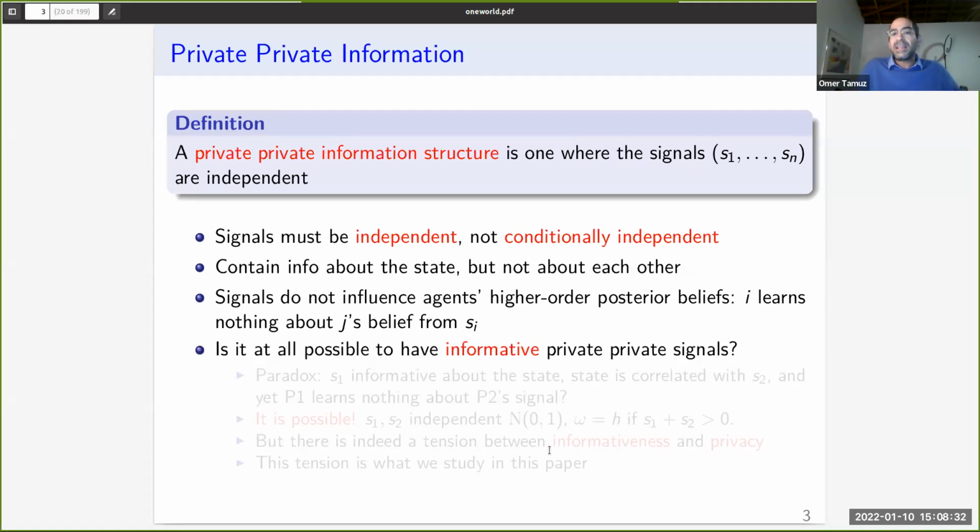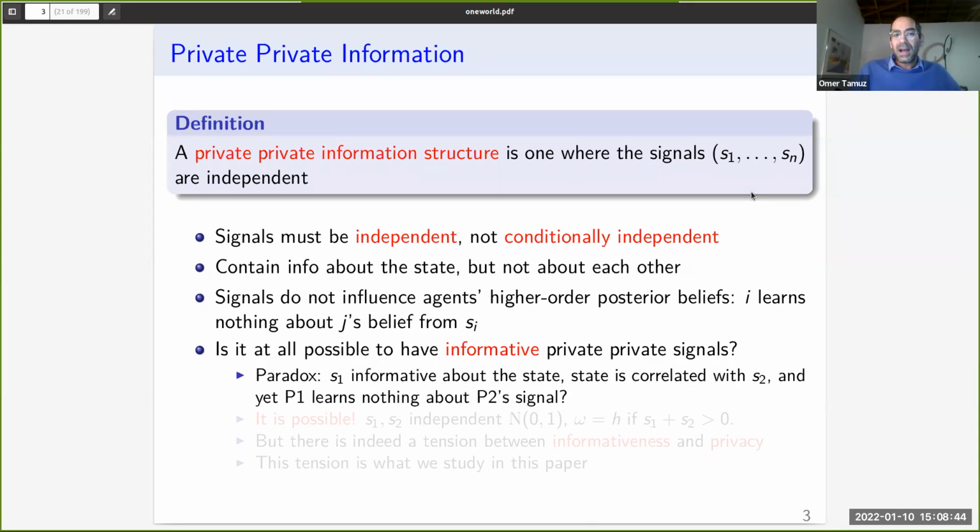Okay, so the first question is: is this even possible? How is it possible that all these S's are independent of each other, but they're all correlated with the same thing? Here's a very simple example. Choose S1 and S2 independent, say, standard Gaussians, and now choose omega to be high if their sum is positive and low if their sum is negative. So S1 and S2 are independent of the state.